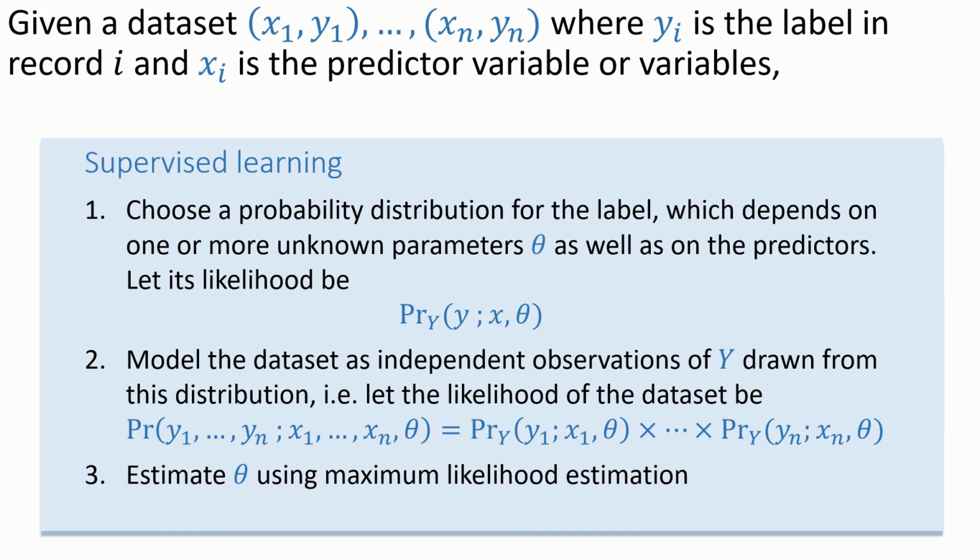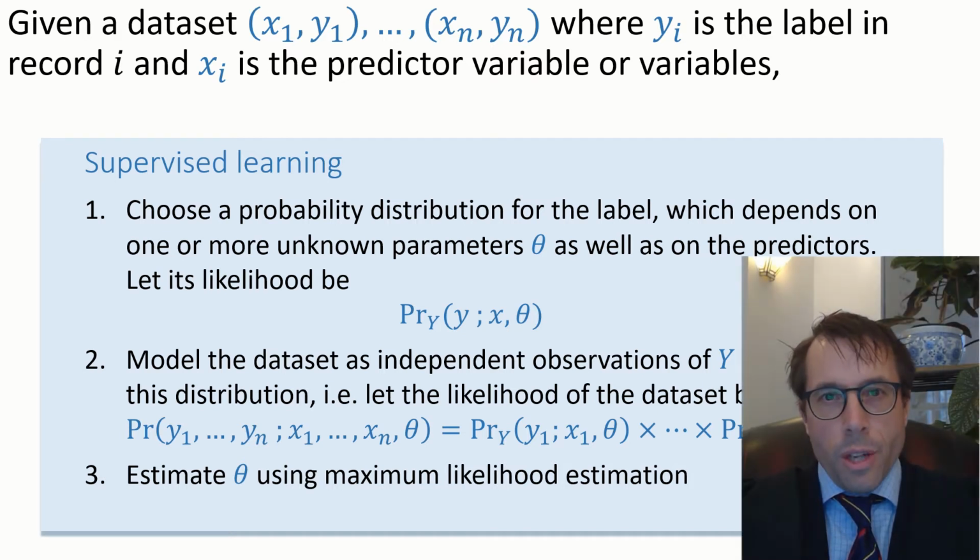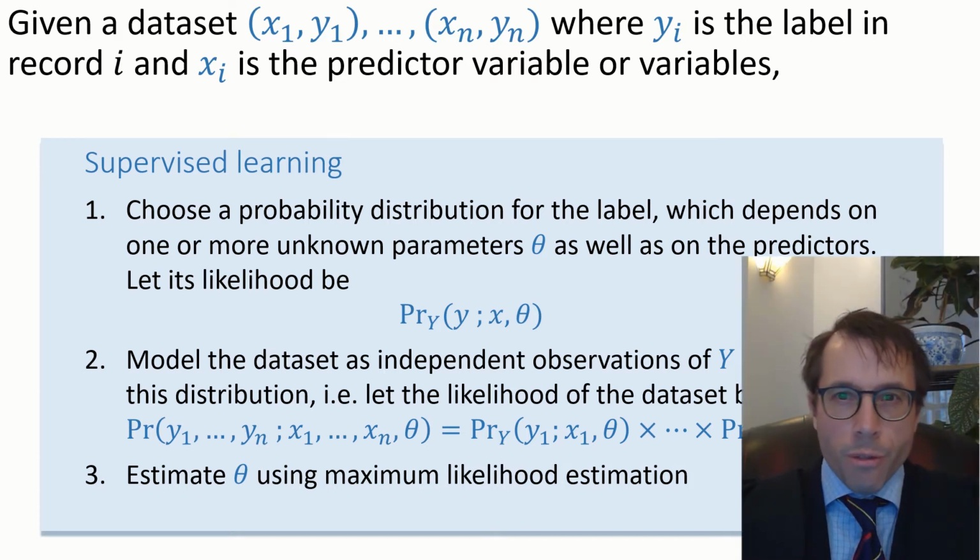Next, we'll assume that the data set consists of independent observations of the random variable big Y drawn from this distribution. Independence means that the likelihood of the entire data set is the product of the likelihood of the individual terms. Next, estimate theta using maximum likelihood estimation. This should all feel pretty much like what we did in the last video for generative modeling.